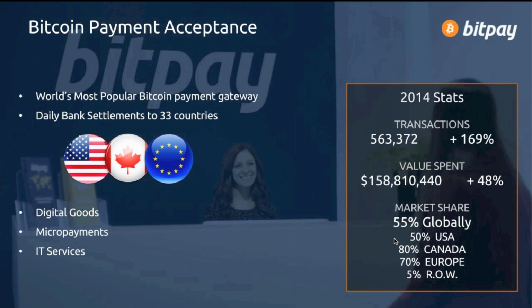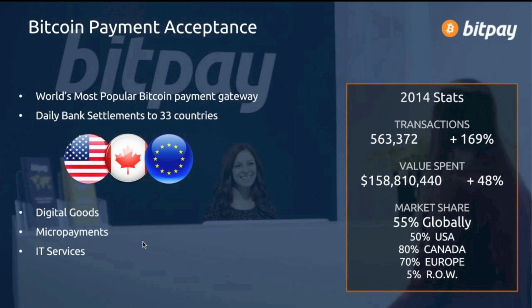The three areas where we tend to get well above average traction are verticals such as digital goods. This can be software, music, movies, games. It can be micropayments. Micropayments on the web are cost prohibitive, but they work great with Bitcoin. And then any type of IT services, so domain registration, software as a service, web hosting, anything that you would need to set up, run, and operate a website, you can pay for in Bitcoin.